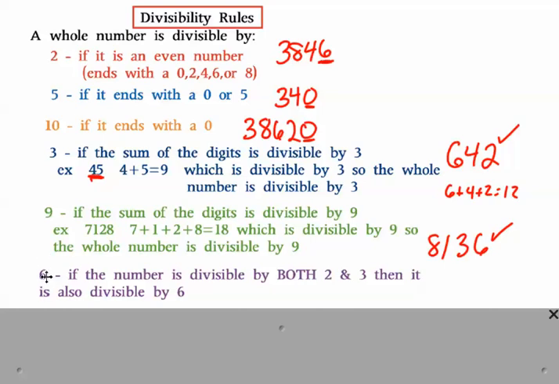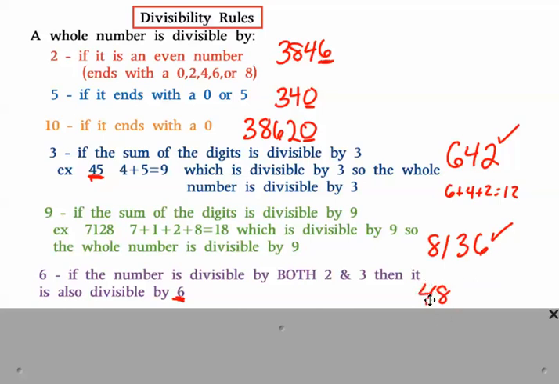A number is divisible by 6 if it is divisible by both 2 and 3. Then it's divisible by 6. So that means if the sum of the digits is divisible by 3 and it's an even number, then it's also divisible by 6. Okay, so let's say 4, 8.